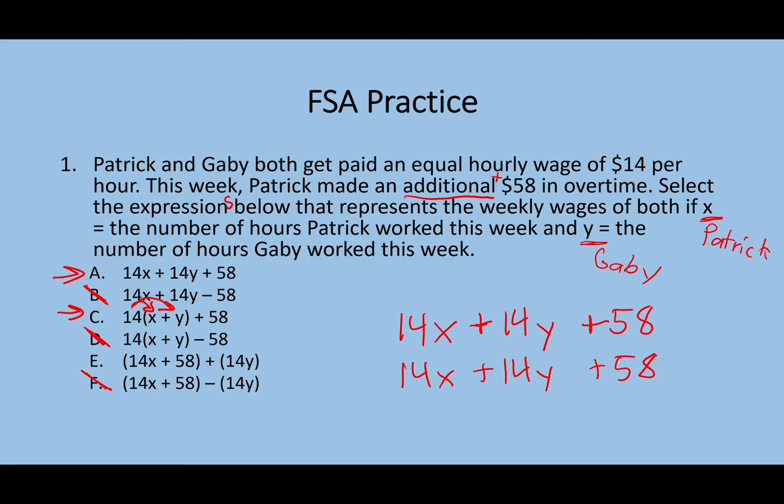Let's move on. Let's do E. Well, I don't see any number outside the parentheses to distribute. As a matter of fact, let me just rewrite it without my parentheses. 14x plus 58 plus 14y. Now notice, they changed the order for this, but do you still have 14x and 14x? Yes. Do you still have 58 and 58? Yes. Do you still have 14y and 14y? Yes. So E is also a correct answer.